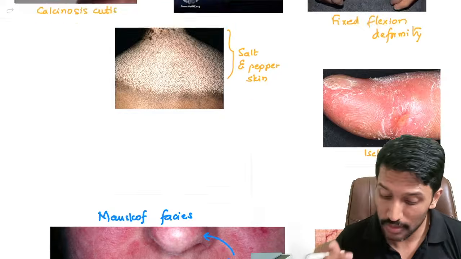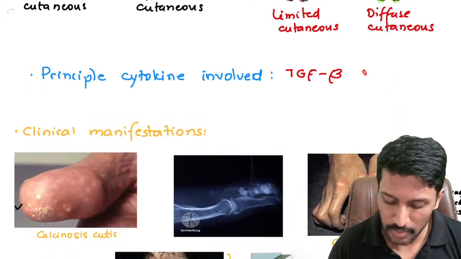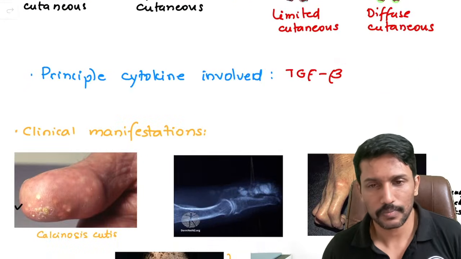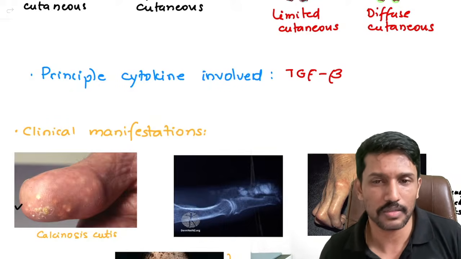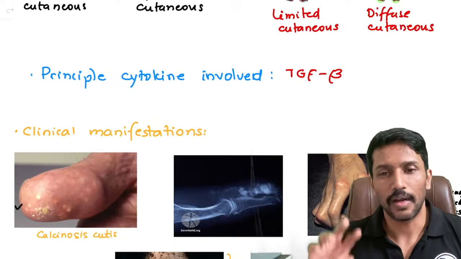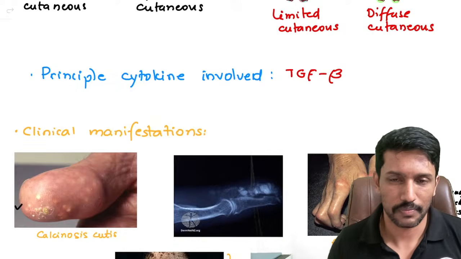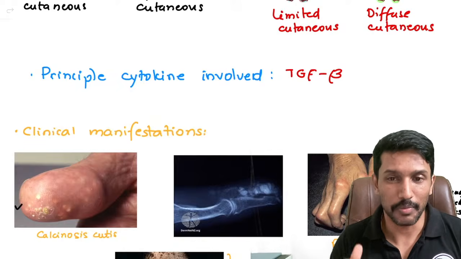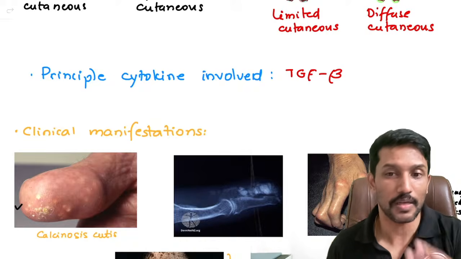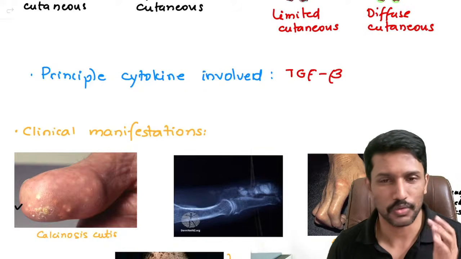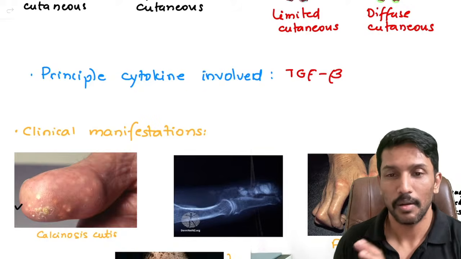And the bad news for a systemic sclerosis patient is that the principal cytokine is TGF-beta, and we don't have effective drugs to block TGF-beta selectively at the affected organ level. So as of now, the treatment of systemic sclerosis is not great. In SLE we have advanced a lot, but in systemic sclerosis, unfortunately, we are not able to help patients much.